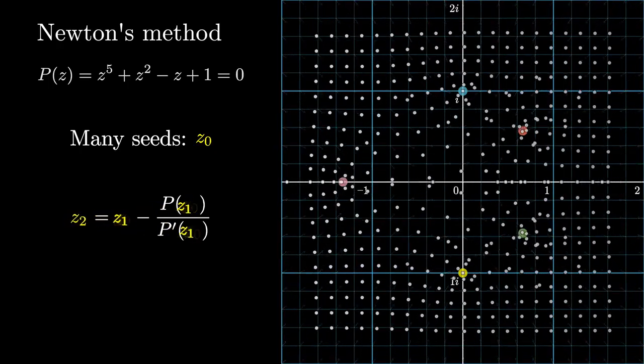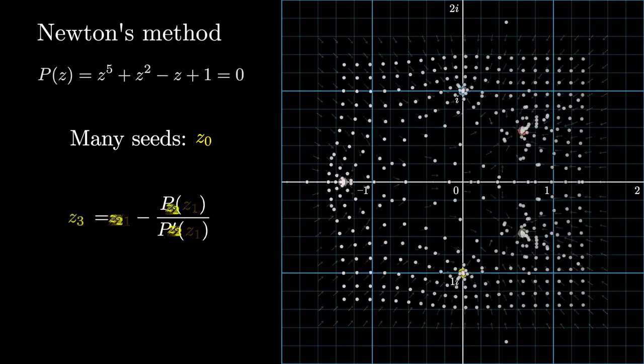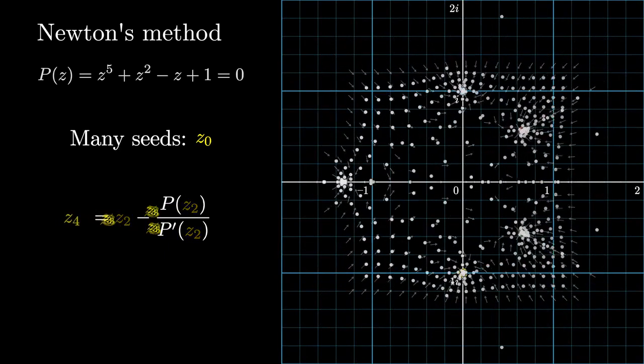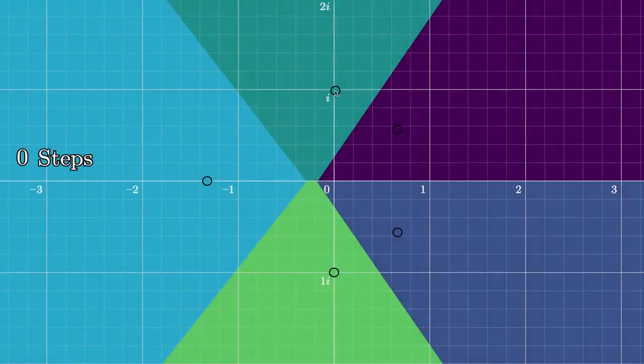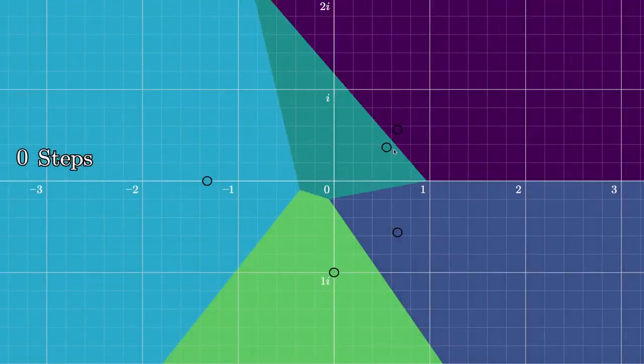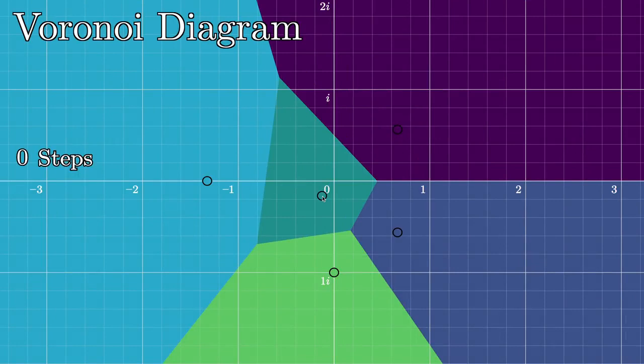Another facet we can tweak here just to better illustrate what's going on is how many steps of Newton's method we're using. For example, if I had the computer just take 0 steps, meaning it just colors each point of the plane based on whatever root it's already closest to, this is what we'd get. And this kind of diagram actually has a special name. It's called a Voronoi diagram.